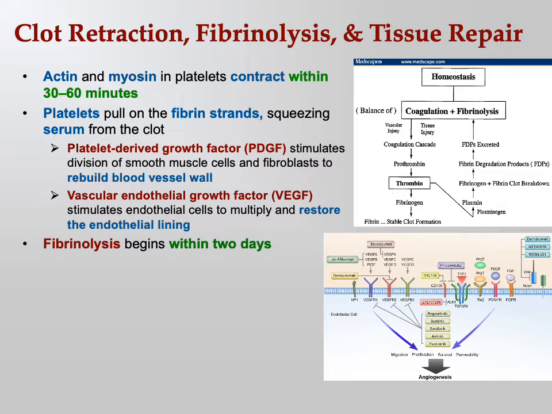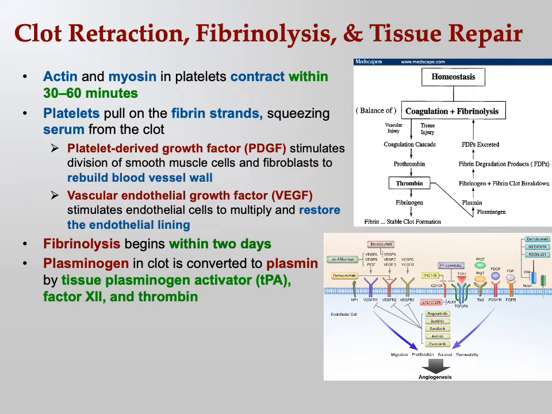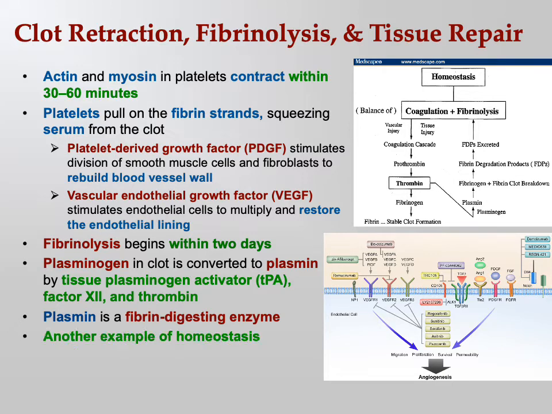Fibrinolysis usually begins within a couple of days. Fibrin lysis. Lysis means break down. We're going to break down the fibrin. So plasminogen is another one of those proteins in the clot, is converted to plasmin by tissue plasminogen activator, TPA, factor 12, and thrombin. So TPA, by the way, is something that they'll give people after a stroke, all right? Things to try to help dissolve clots. So plasmin is a fibrin-digesting enzyme, and that's another example of homeostasis, all right?